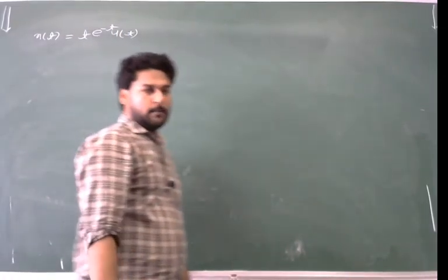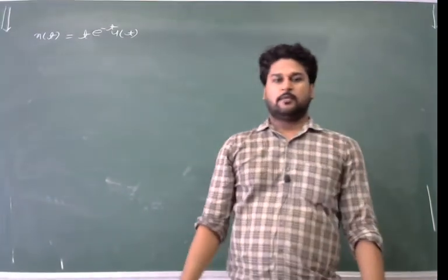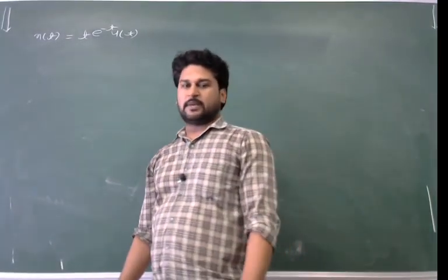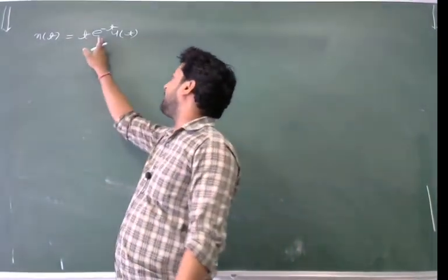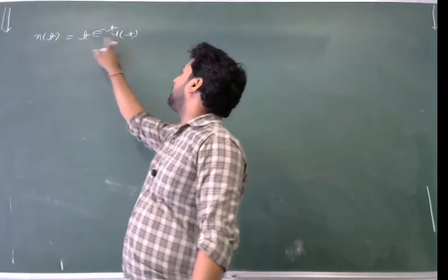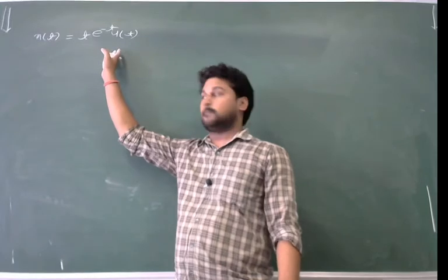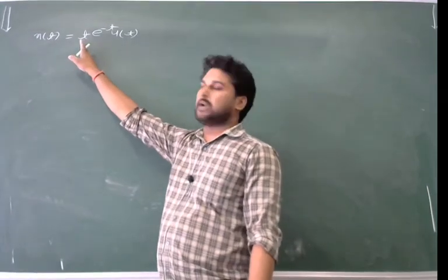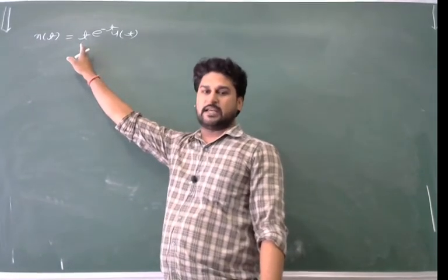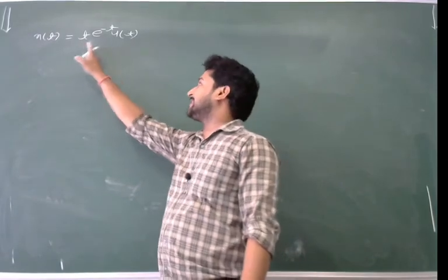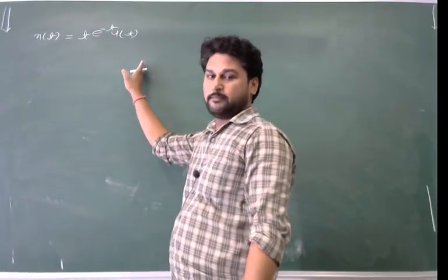This example will include two properties of the Laplace transform. One is multiplication by exponential e power minus t in the time domain, or we can say shifting in S domain property of the Laplace transform. Also, because t is multiplied here, we have to differentiate the signal in the S domain one time.